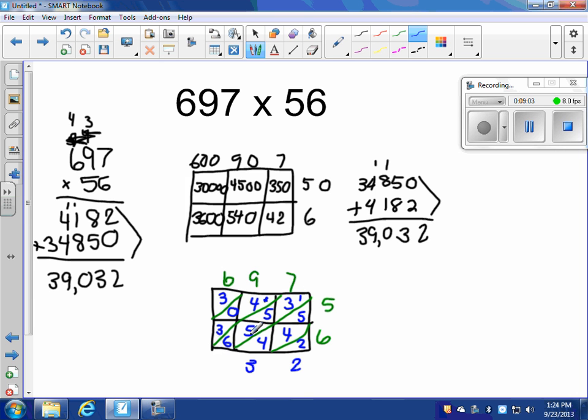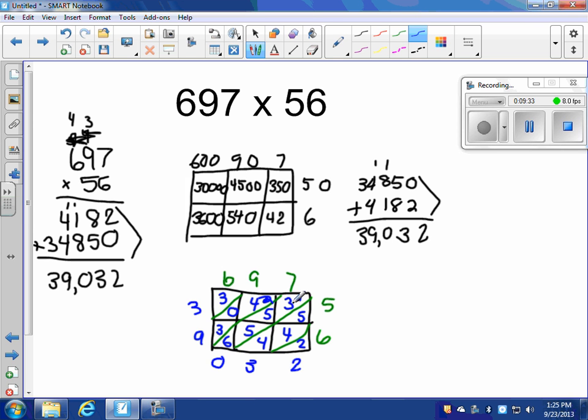6 plus 5 is 11. 11 plus 5 is 16. 16 plus 3 is 19. Plus 1 is 20. So I'm going to have a 0 here, and I'm going to carry my 2. 3 plus 4 is 7. Plus 2 gives me 9. And then this 3 is all by itself. So 39,032 would be my answer.